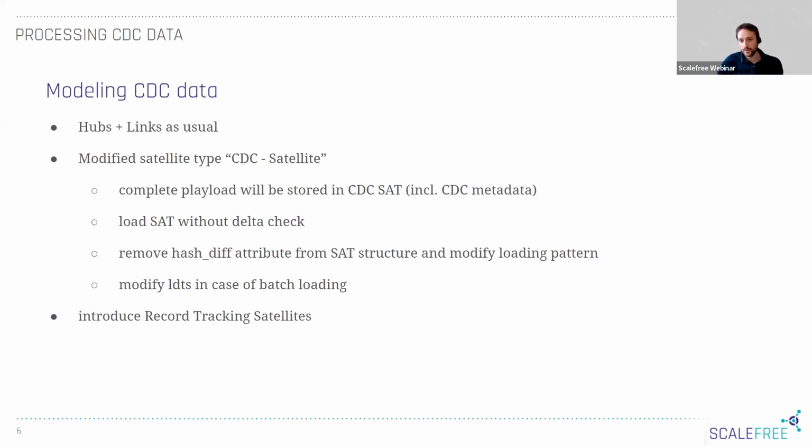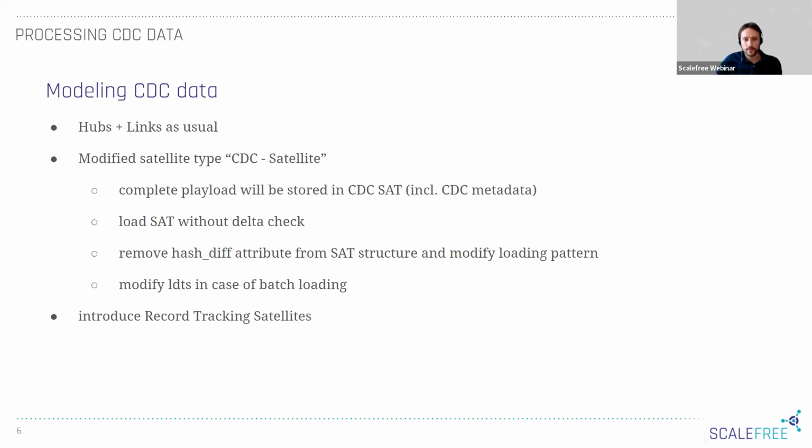So with every CDC metadata, which could be, as we had in the previous example, the CDC flag, insert, update, delete, and the CDC timestamp, for example. And you perform your satellite loading without a delta check. So you assume that the delta check has been performed already in the source, which is per nature of the CDC approach. Then you can remove the hashdiff attribute from your satellite structure. And of course, you have to modify the loading pattern to load the satellite, because, as I said, you don't have to do a lookup to the target satellite anymore.